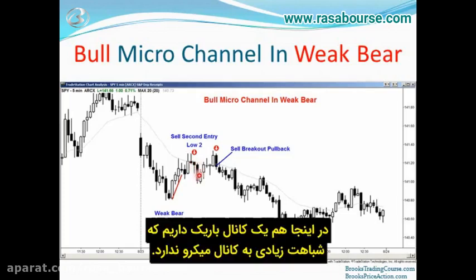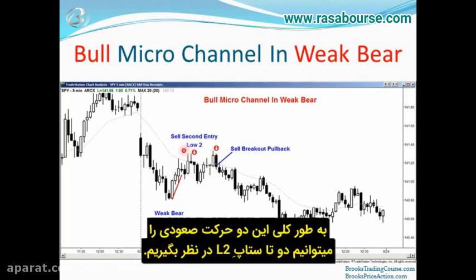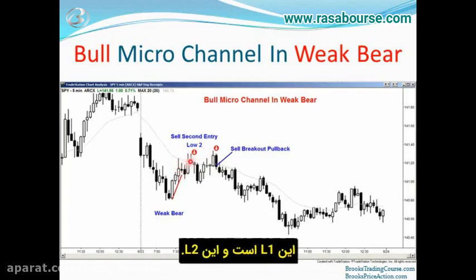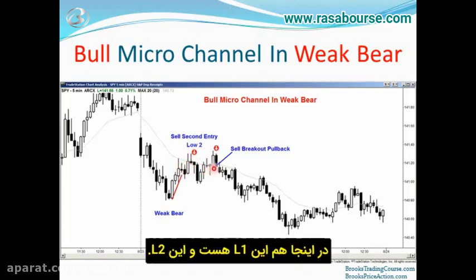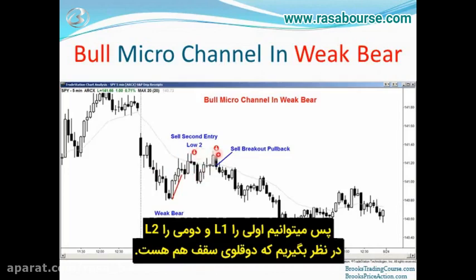Here's another tight channel, not so much a micro channel, and again I would wait for the second signal. Overall, this is a larger low 2 setup, so we have a low 1, low 2, low 1, low 2, but we also have a large leg up and a large leg up, so this is a larger low 1 and a larger low 2.